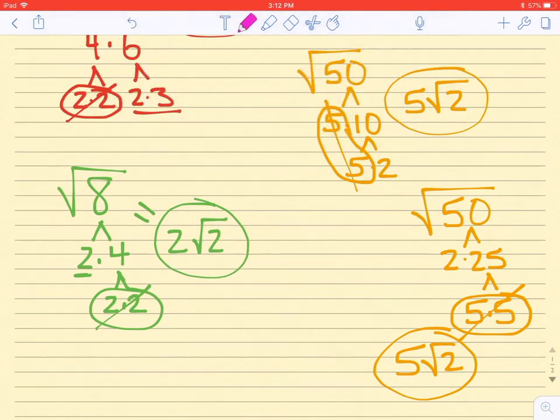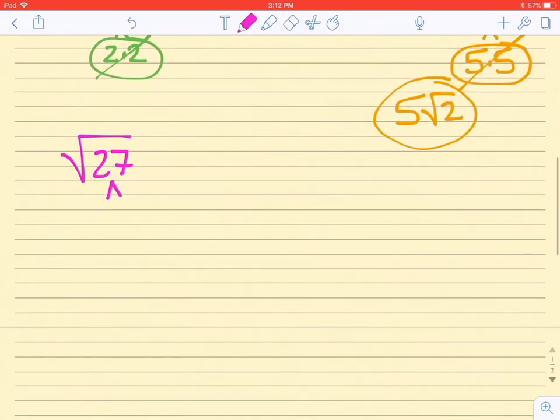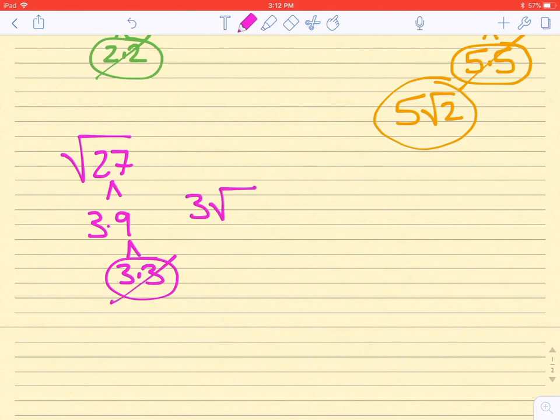Now let's look at another one. What if I have the square root of 27? So 27 comes from 3 times 9, and 9 comes from 3 times 3. So I have a pair of 3's, so I can take one out because of that pair, and then I have this 3 left over. So the square root of 27 when simplified is equivalent to 3 root 3.